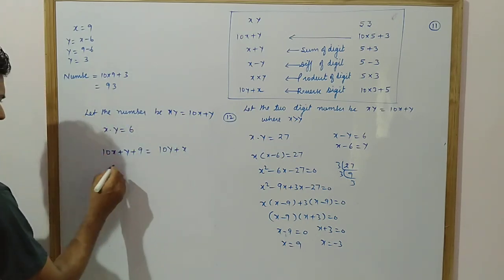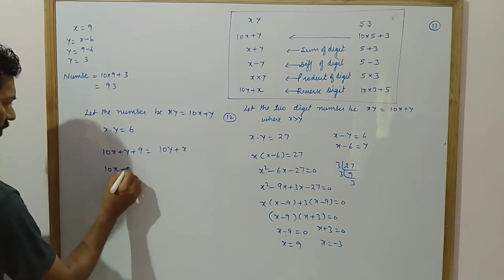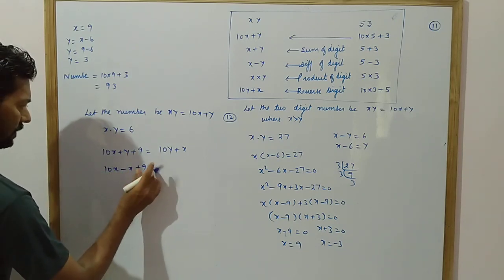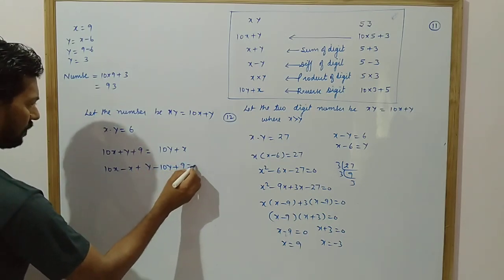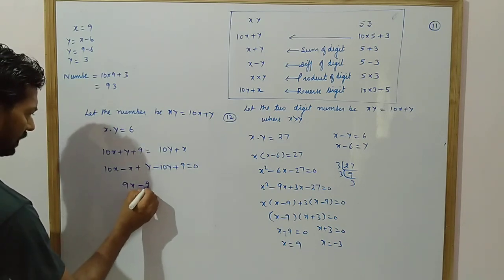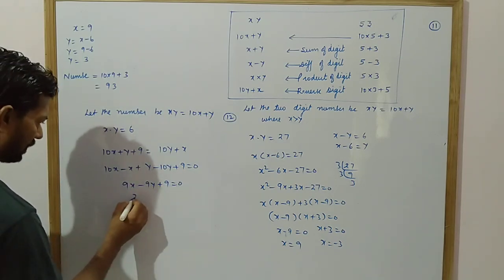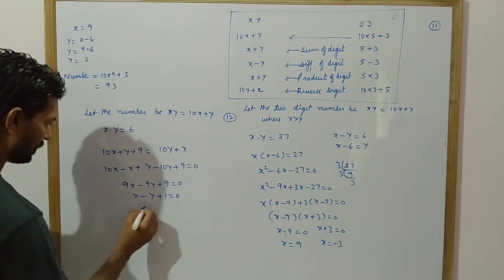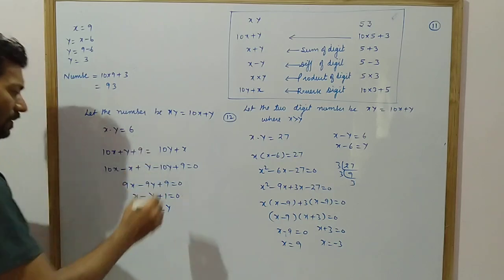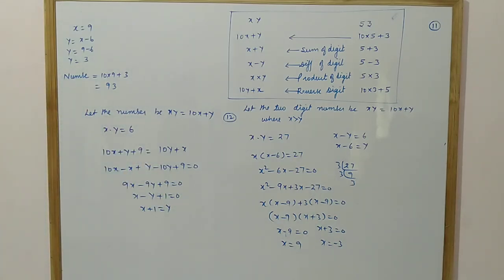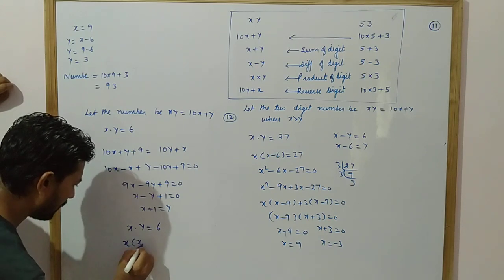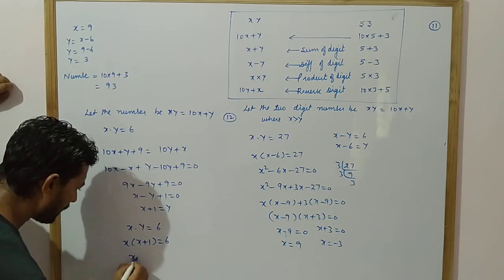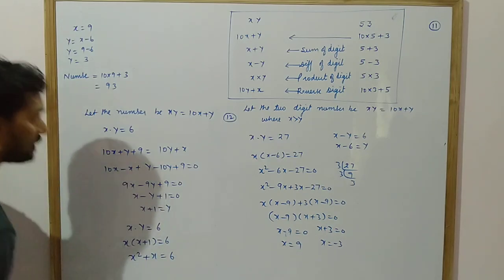Okay. Take it one side. So you are getting 10x minus x plus y minus 10y plus 9 equal to 0. So 9x minus 9y plus 9 equal to 0. x minus y plus 1 equal to 0. x plus 1 equal to y. So we are getting y equal to x plus 1. Okay. Product of the digit is 6, x into y, that is 6. So x into x plus 1 equal to 6. x square plus x equal to 6.